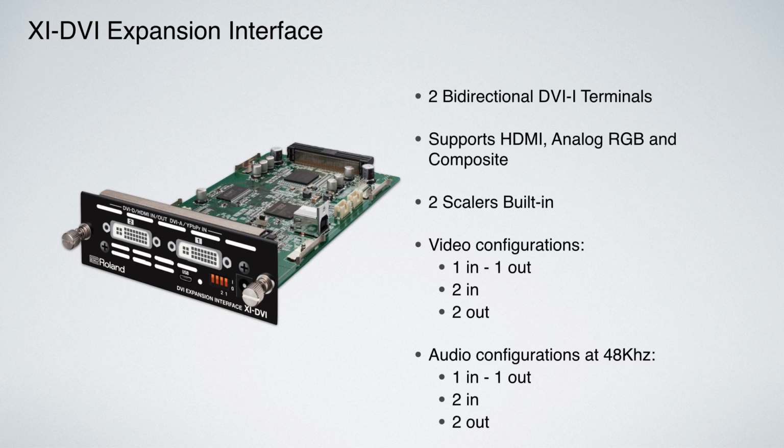The third XI card interface that we're introducing with the V-1200HD is the XI DVI expansion interface. It has 2 bidirectional DVI-I terminals, and that will support HDMI, analog RGB, composite, and of course DVI-A or DVI-D. Now, there are 2 scalers built in, and it also has different video configurations. You can do 1 in, 1 out if you like, or 2 in and 2 out. And then we also support audio embedding and de-embedding, it's basically stereo in, stereo out on the XI DVI.